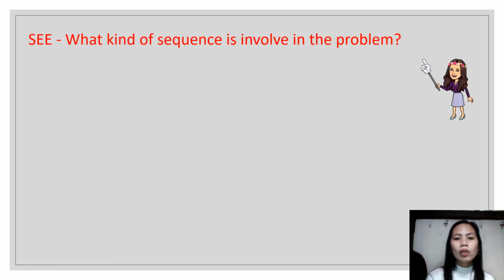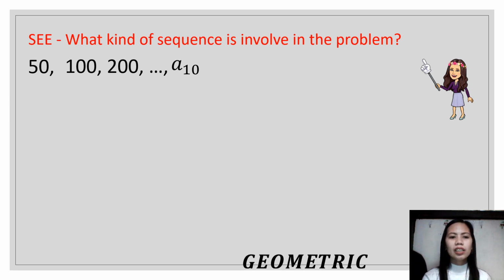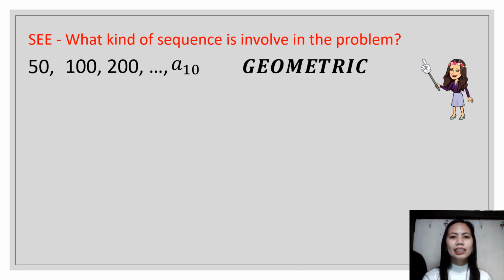See what kind of sequence is involved in the problem. So, of course, on the first week, meron siyang 50. On the second week, nag-donate siya ng 100. And then, third week, 200. At sabi doon sa problem, nagdo-double every week hanggang sa pang 10 weeks. Alright. Ngayon, that is geometric sequence because nagdo-double or nagta-times 2, and that is our common ratio.